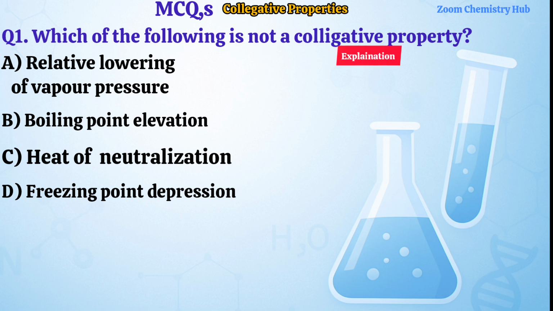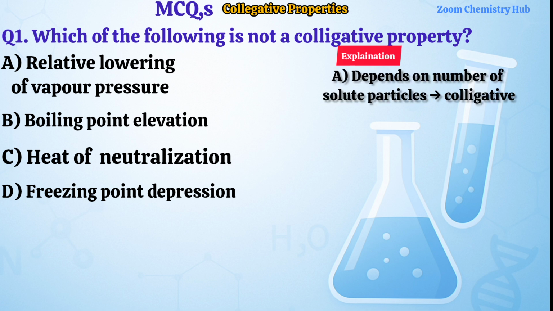First, the relative lowering of vapor pressure. The relative lowering of vapor pressure depends on the number of solute particles. So it is a colligative property. Next is the boiling point elevation. Boiling point also depends on the number of solute particles directly. So option B, the boiling point elevation, is also a colligative property.